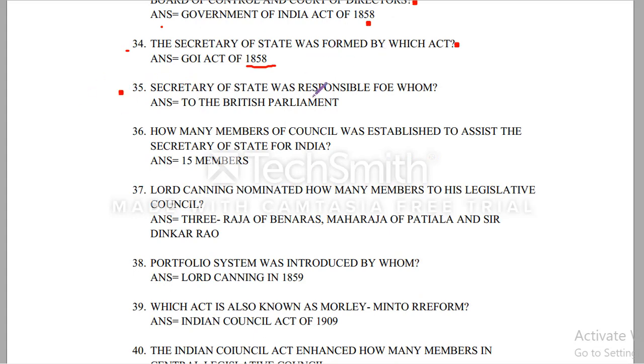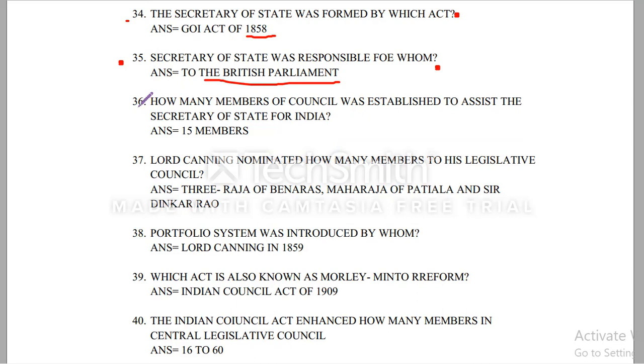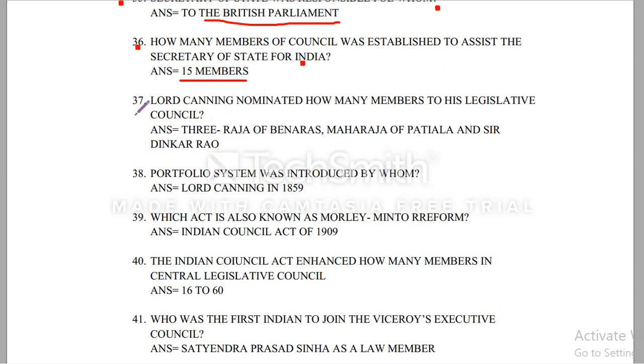Next, Secretary of State was responsible to whom? Answer is to the British Parliament. Next, how many members of council was established to assist the Secretary of State for India? Answer is there were 15 members to assist the Secretary of State for India.